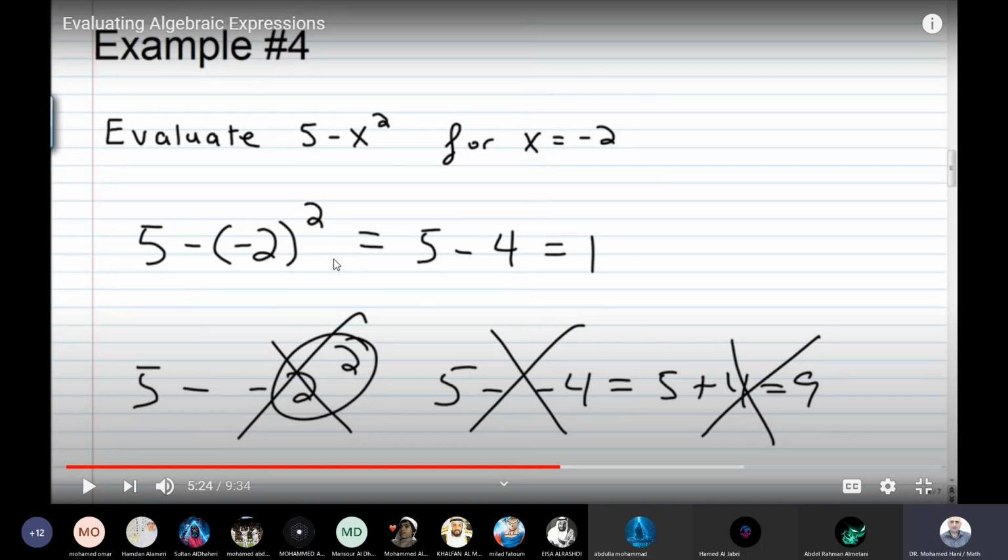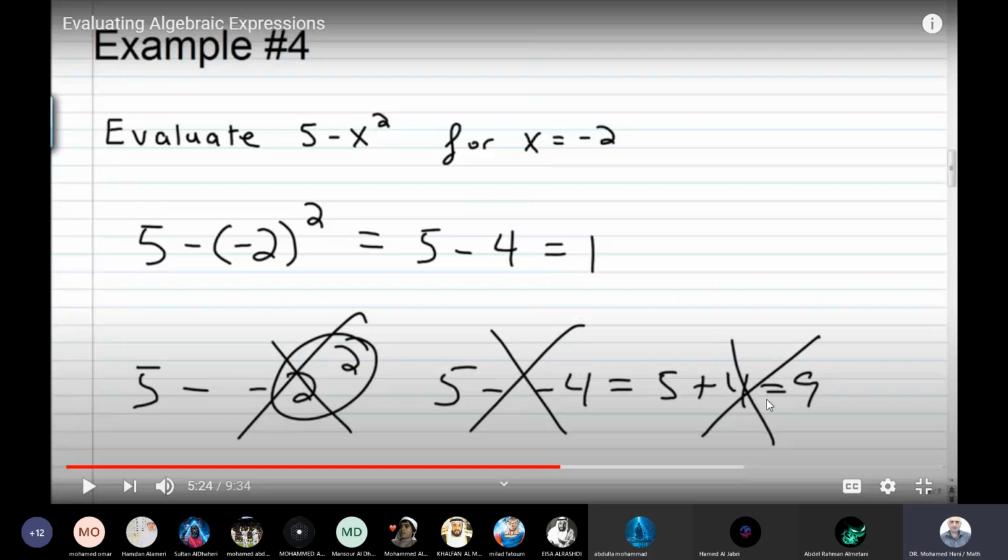Suppose you put the value without parentheses, like the second case here. We write here 5 minus, then minus, then 2 exponent 2, which means the minus is out of the exponent. What is the meaning of 2 exponent 2? Means 4. So the expression now will be 5 minus minus 4. Minus minus means positive. So 5 plus 4 will be 9.